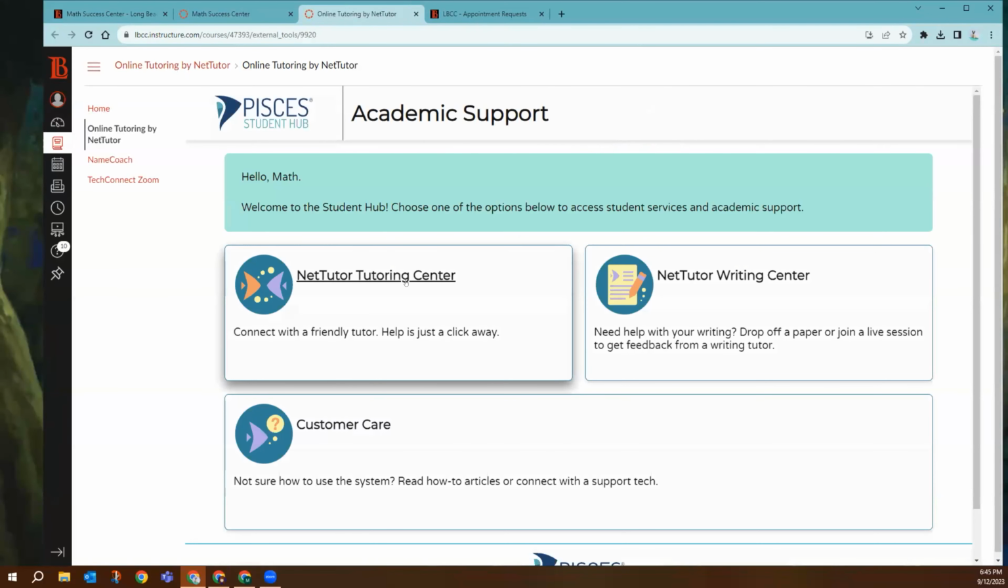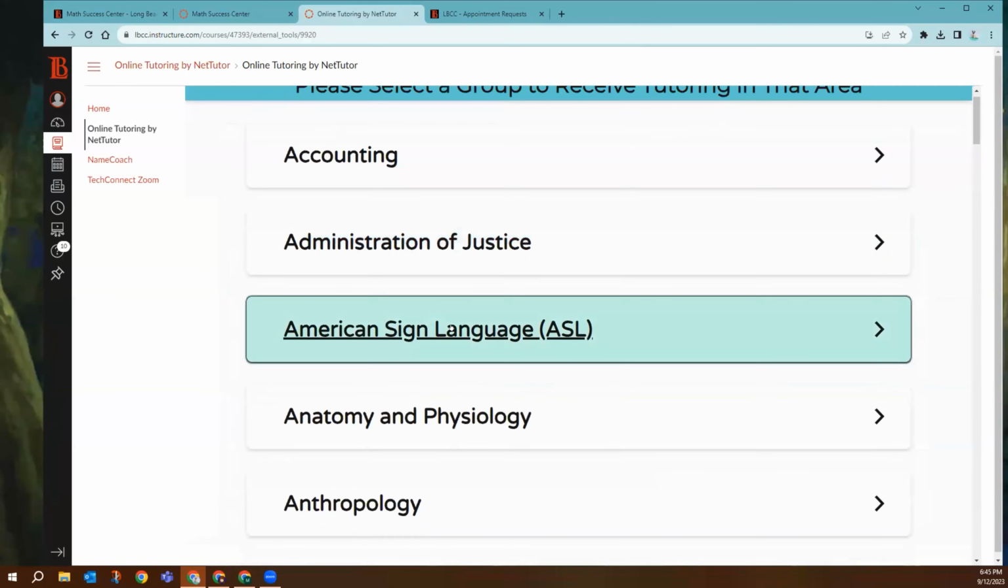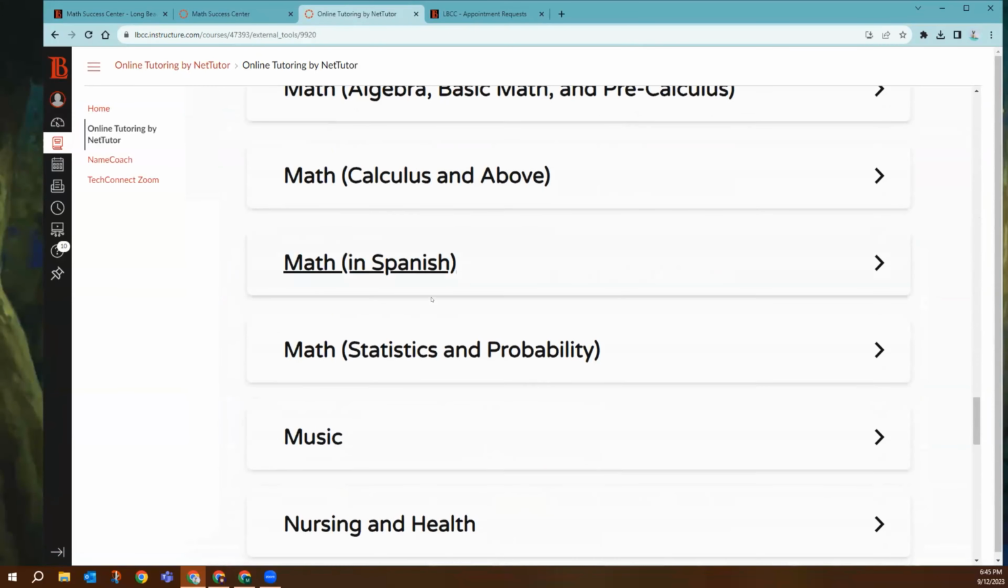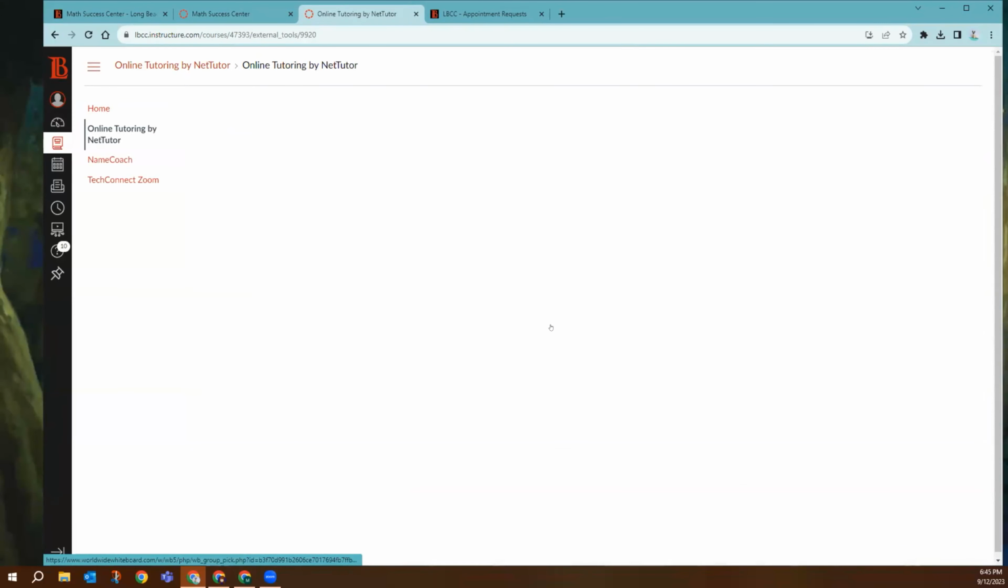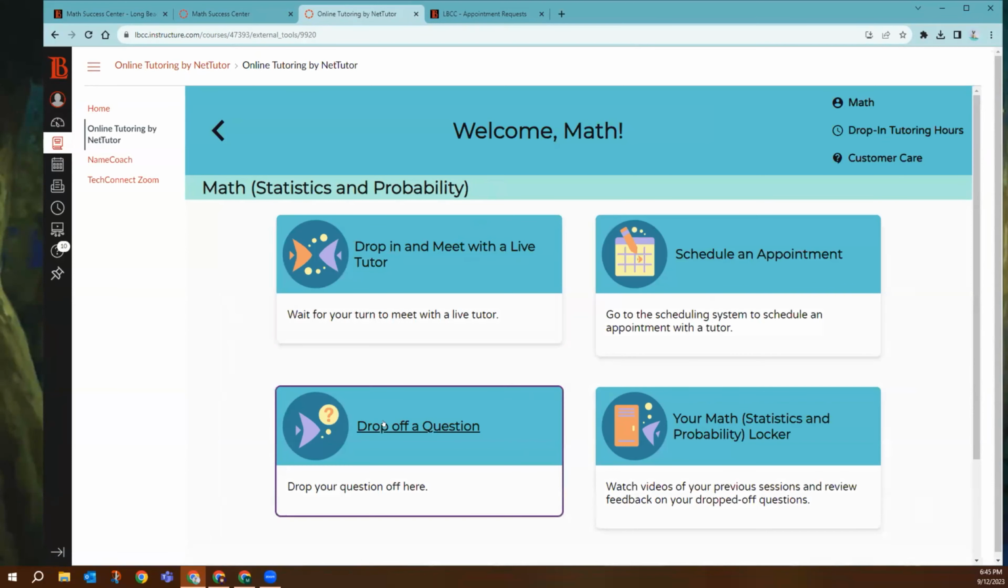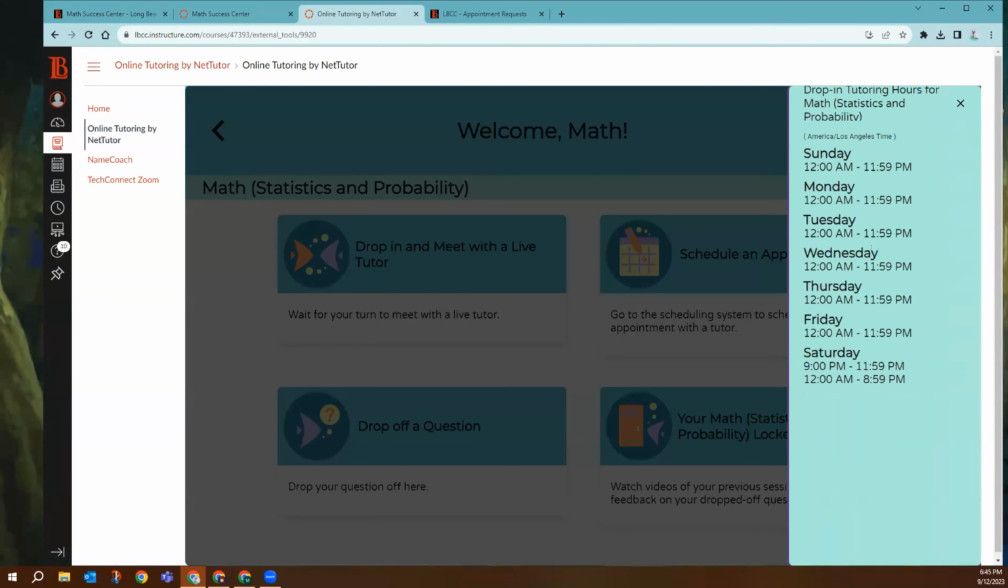So you'll just hit the tutoring center. You can scroll down. They offer tutoring in all these subjects. Hit stats. You can drop in with the live tutor, schedule an appointment with them, or you can drop off a question and then check up with your Canvas later.